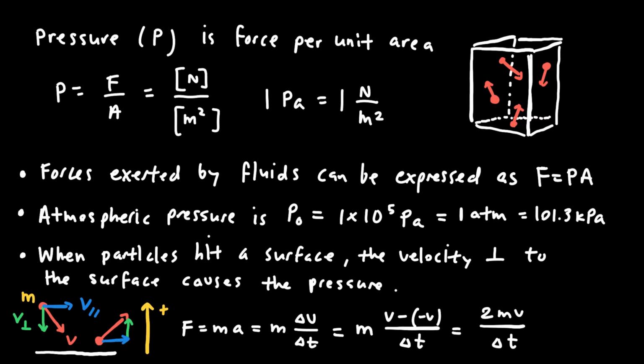Another important property of a fluid is its pressure, which is represented by a capital letter P. Pressure is a force per unit area, so if forces are measured in newtons and areas are measured in meters squared, then pressures have units of newtons per meter squared. And one unit that we use to describe pressures is a pascal. 1 pascal is equal to 1 newton per meter squared. And so as long as you're using SI units, pressures should be written with units of pascals.